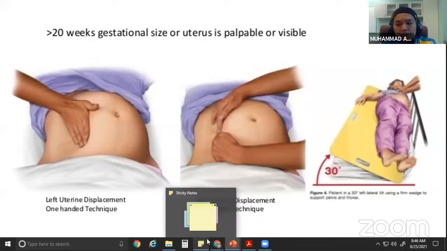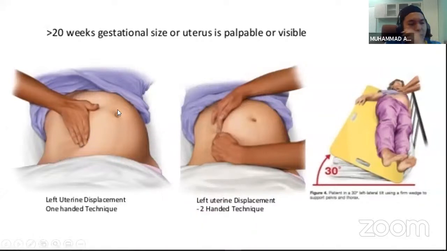Okay, so if patient pregnant, one doing CPR, another person should push the uterus. Push the uterus to the side. Tolak rahim tu ke tepi, sebelah kiri pesakit. Alright. So to the left side. Nanti kita, later I will tell you why to the left side. Either one hand technique or two hand technique.